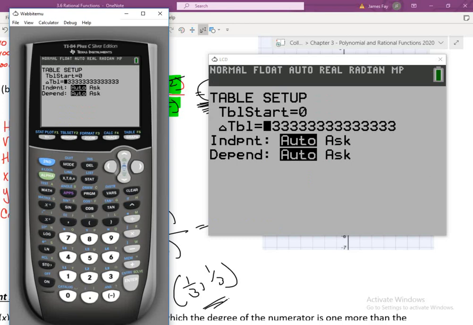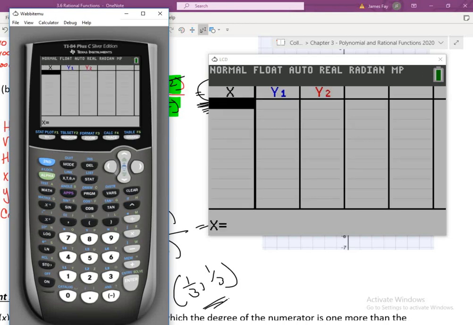So instead of doing the table setup, I always go down to the independent variable and ask. So highlight ask. An independent variable is what variable? That's x. So then when I go to second table, my table is blank. And I set it up so that I can ask, what does it do at 1/3? Okay, and I can verify those things. Does that make sense?